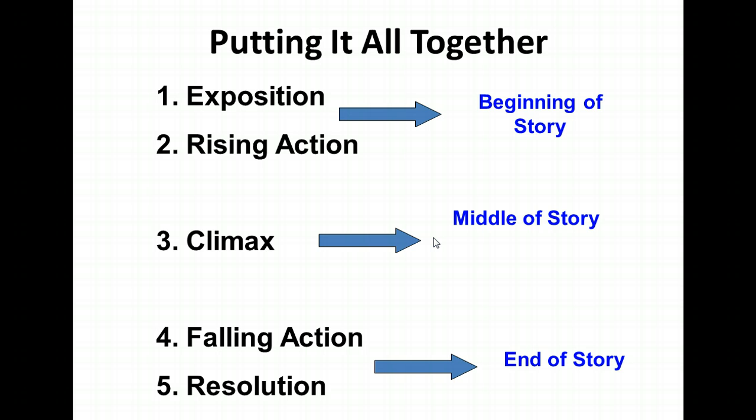In the middle of the story is usually where the climax is. And this is the point of no return. This is where everything in the story changes. And finally, at the end, this is the falling action. This is where everything gets tied up, and the resolution is the very end of the story. So this is the basic outline of a traditional story.